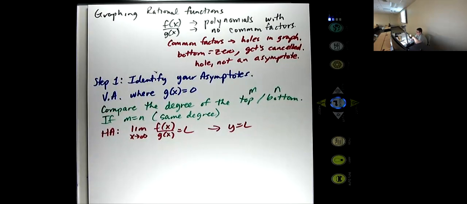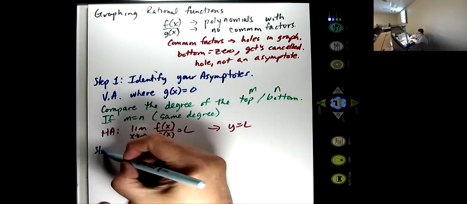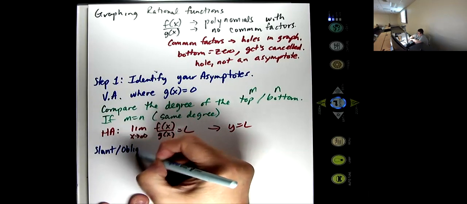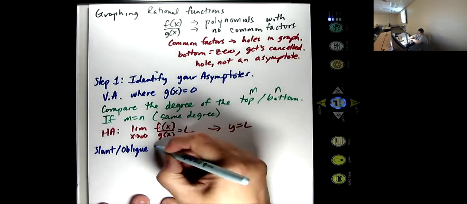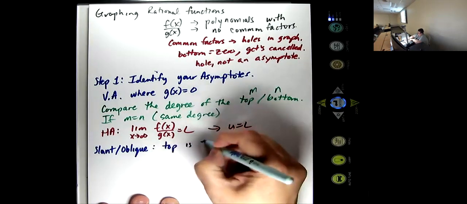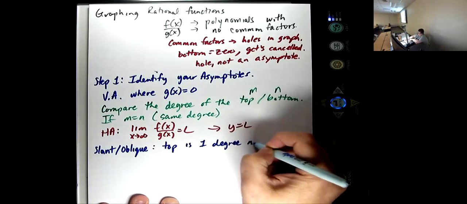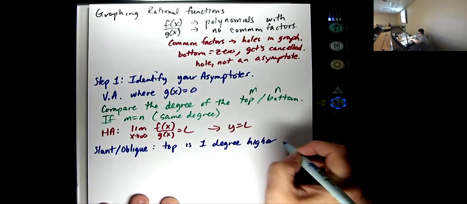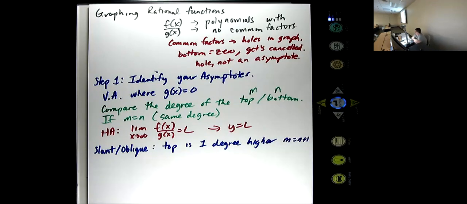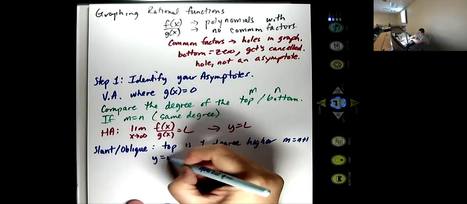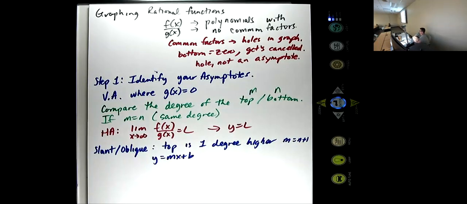Then we have our slant asymptotes, slant or oblique. This is where the top is one degree higher, so like M equals N plus one. And your slant asymptote will look like a line, y equals mx plus b. You'll be able to make a line for it.